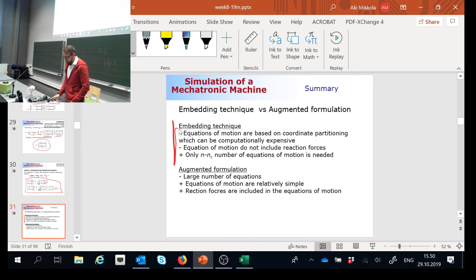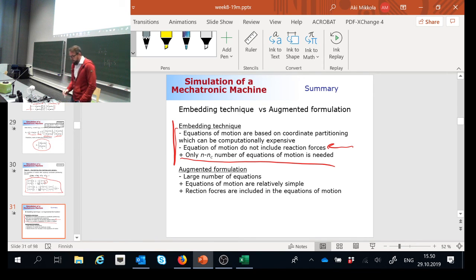Okay, embedded technique. Equations of motion are based on coordinate partitioning, meaning that you have to use this Gaussian elimination with full pivoting, which sometimes needs quite a bit of CPU power, and you have to invert a certain part of the Jacobian matrix. Then equations of motion do not include the reaction forces because they disappeared once we do the substitution. Then it gives you only a very small number of differential equations. That number is actually equal to the number of degrees of freedom.